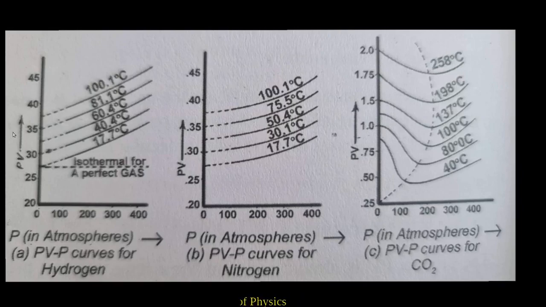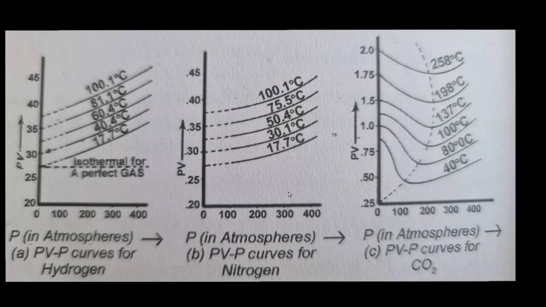This is the study of isotherms, and it varies for different temperatures: 70.7 degrees centigrade, 40.4 degrees centigrade, 60.4 degrees centigrade, 81.1 degrees centigrade, and 100.1 degrees. So the nature is almost the same, and below 100 atmospheric pressure the decrease is there, a gradual decrease, but it is less compressible than other gases or than Boyle's law.